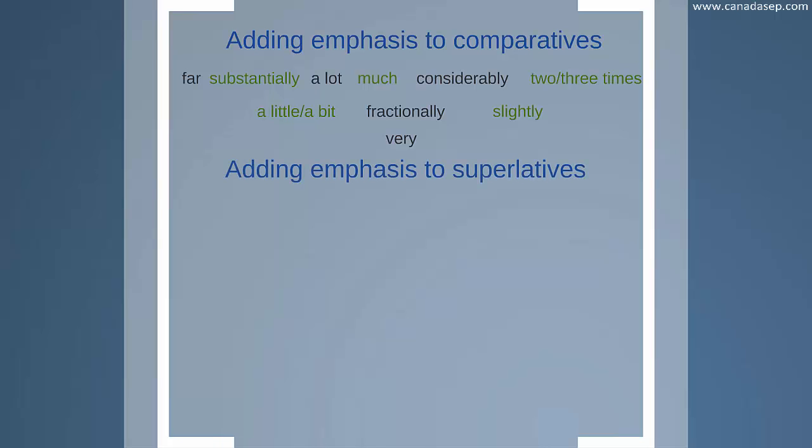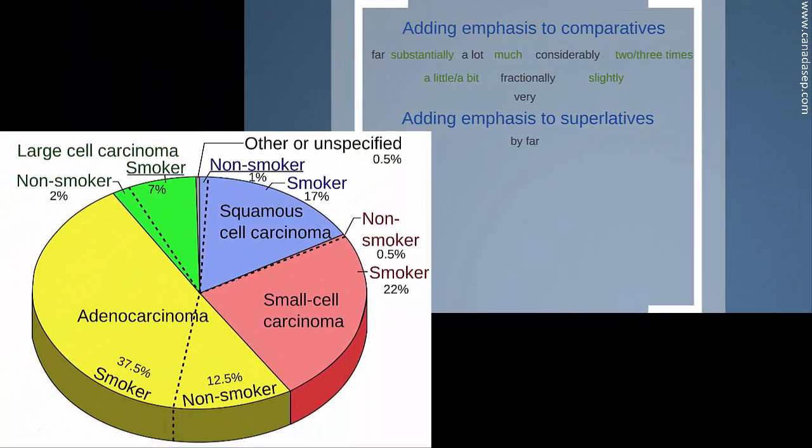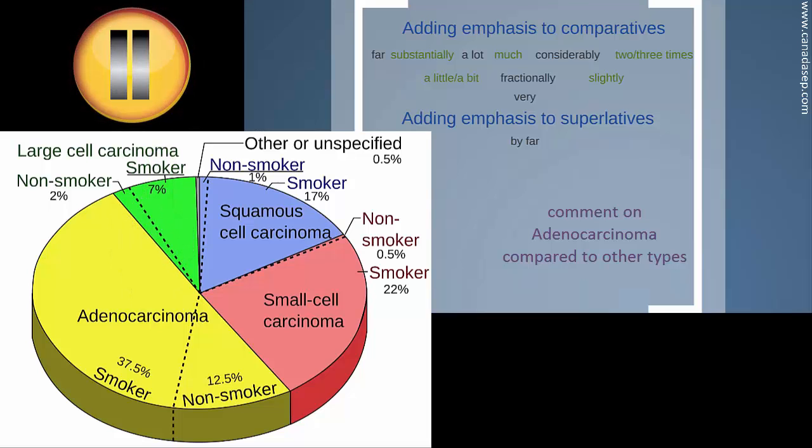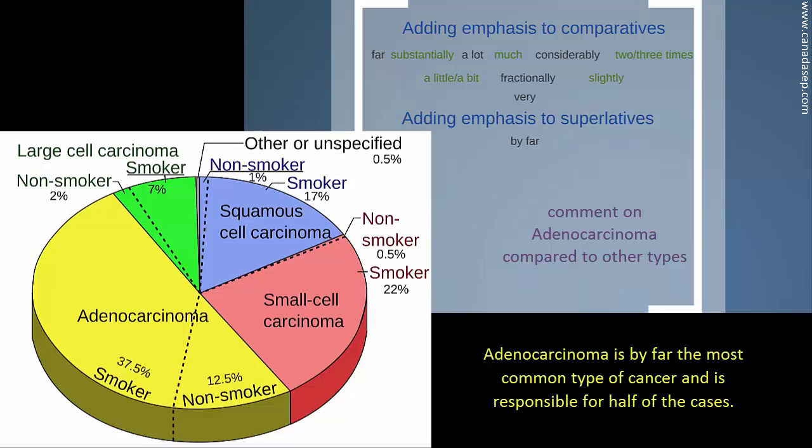You can also add emphasis to superlatives. One of the modifiers you can use is by far. Can you comment on adenocarcinoma, which is a type of cancer, compared to other types? Pause the video, please. Adenocarcinoma is by far the most common type of cancer and is responsible for half of the cases. In this example, by far means that the difference between the highest and the second highest is huge.